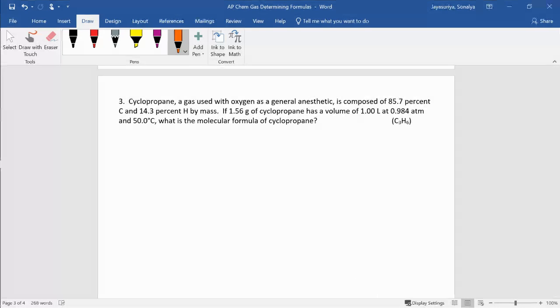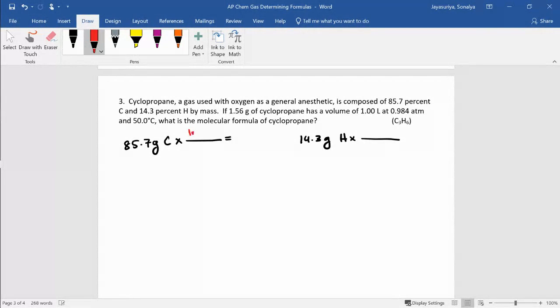All right. So, 3 says cyclopropane, a gas used with oxygen as a general anesthetic, is composed of 85.7% carbon and 14.3% hydrogen by mass, which means you can convert those percentages to grams directly. You can say you have 85.7 grams of carbon and 14.3 grams of hydrogen. So the first thing we would do here is convert these into moles. If you read the question carefully, you'll notice that this is basically just an empirical formula question in gas language.